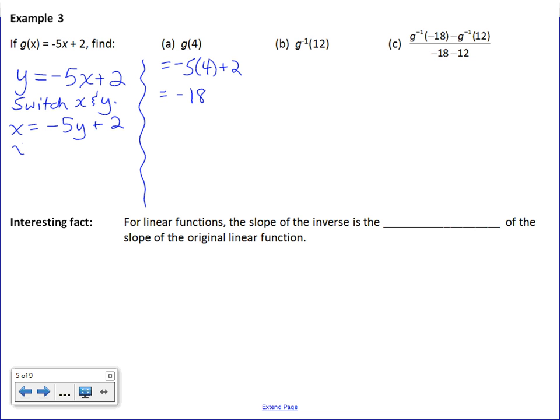X minus 2 equals negative 5y. Y equals x minus 2 over negative 5.